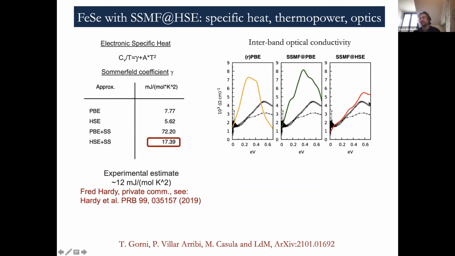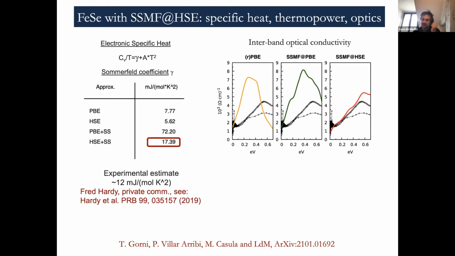And here we have experiments from bulk iron selenium and some thick films, which are very similar at low energy, and they differ a little bit, still maintaining some main features in energy at higher energies. And you see the renormalized PBE is really off. The slave spins on PBE are still pretty off, and slave spins on top of hybrid functionals give a very nice agreement both of the features in energy and the overall magnitude of the spectrum.